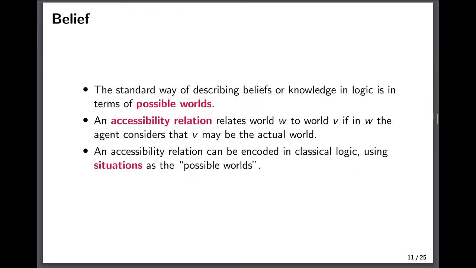The standard way of describing belief in logic is in terms of possible worlds. So there'll be an accessibility relation to describe what worlds are epistemically accessible. This is commonly done in modal logics, but it can also be described within classical logic by encoding the accessibility relation using predicates and representing the worlds as some sort of objects. In particular, you can represent the worlds as situations in the situation calculus.